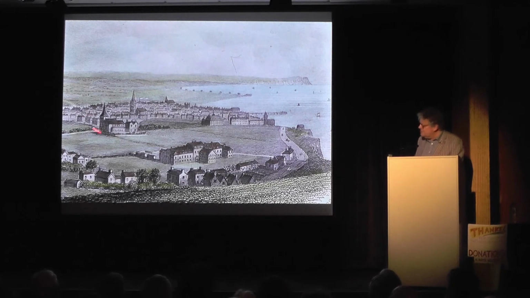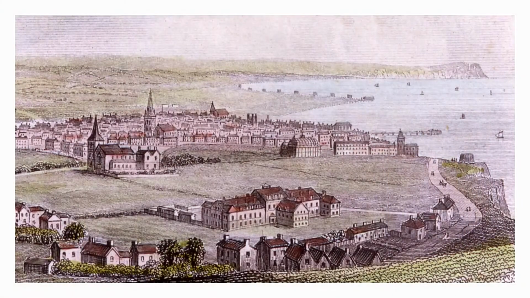St John's Church, 1869. Here's the Baths Tower, sadly no more, 1874. And here is our Winter Garden, and there is the Devonshire Park. So it's very much in the centre of the development of Eastbourne.